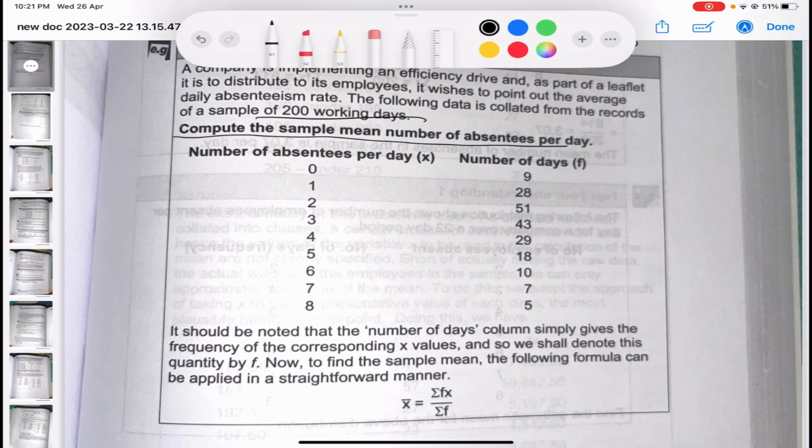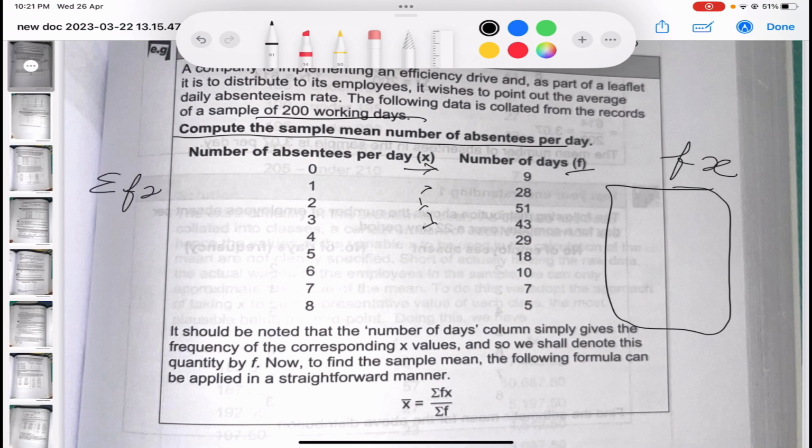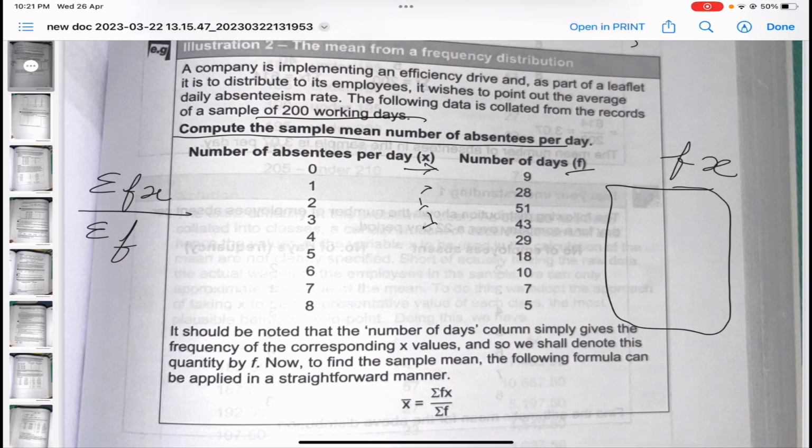When I have X as well as F, I am going to calculate a new column Fx, where I multiply F with X and write the value. Then my mean is going to be the summation of Fx divided by the summation of F. Summation is basically the sum: the sum of Fx divided by the number of observations, which is the sum of the frequencies. This will give me my arithmetic mean.